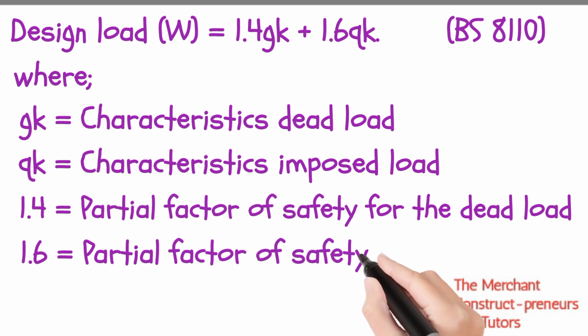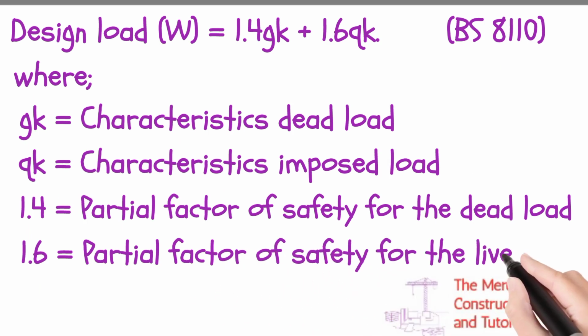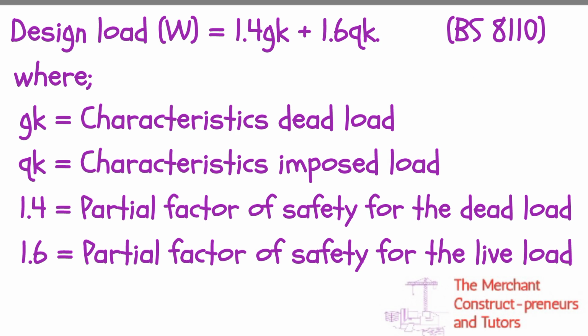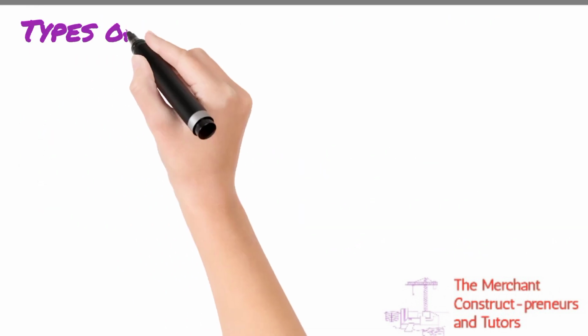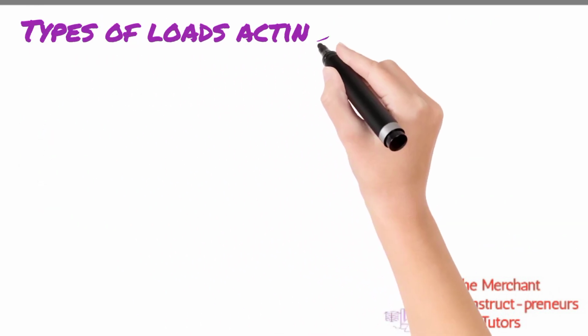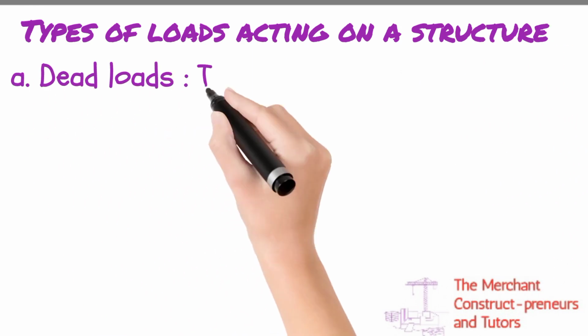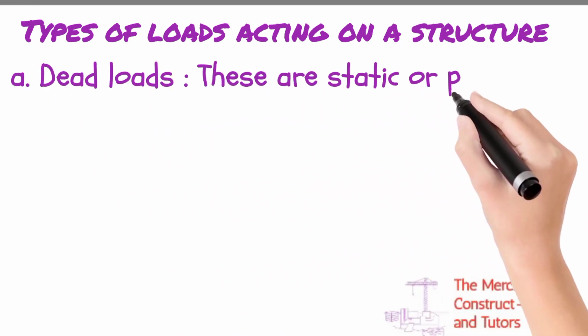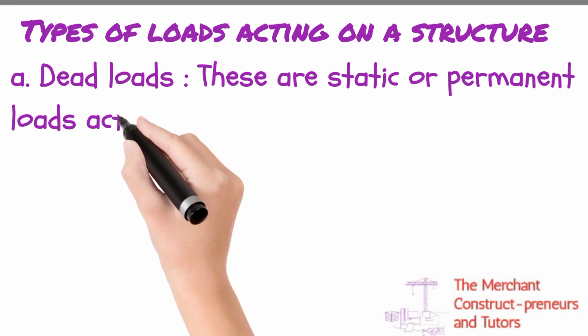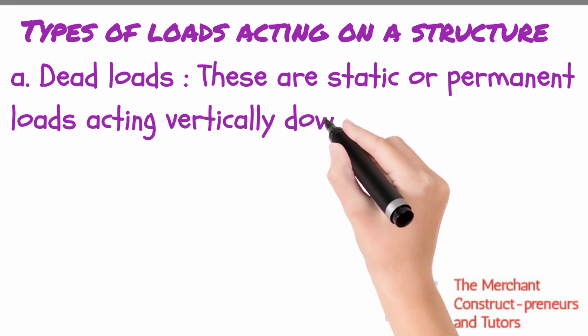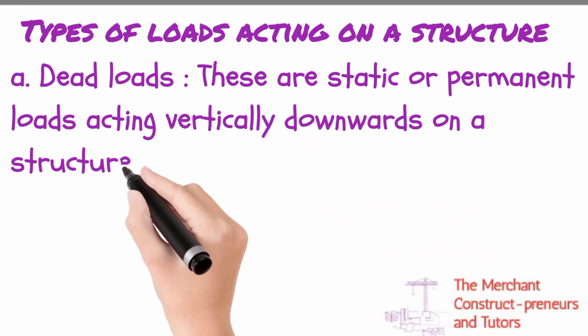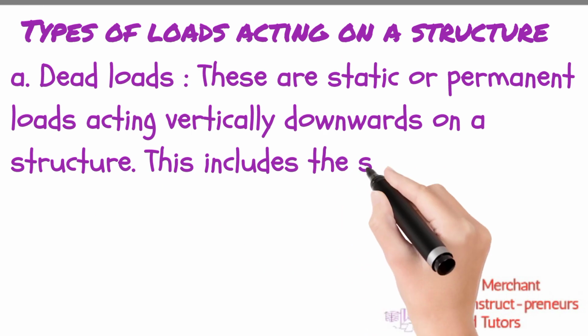We talked about the gravity load and the lateral loads. So we have dead loads. These are static or permanent loads acting vertically downwards on the structure. This includes the self-weight of the building, the finishes, partitions, fixtures, everything that is permanent, that is not movable. Those are dead loads. The weight of the wall is permanent. The beams, the columns, the plastering, the partitions, everything that is permanent there, they are all dead loads.